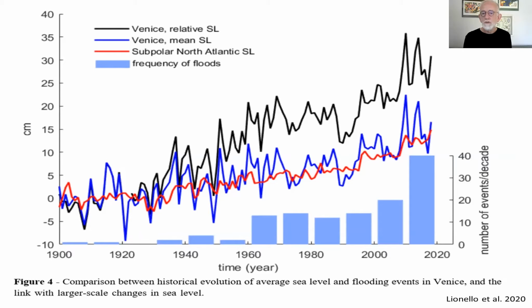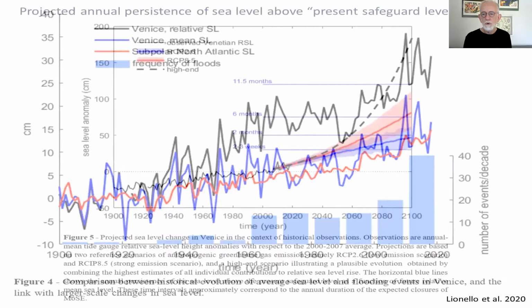And then the bars are the frequency of floods and flood events in Venice. We've all heard about that. They become more frequent, longer, and also higher. So that is the situation. And if we look at the next slide, you can see what this means.